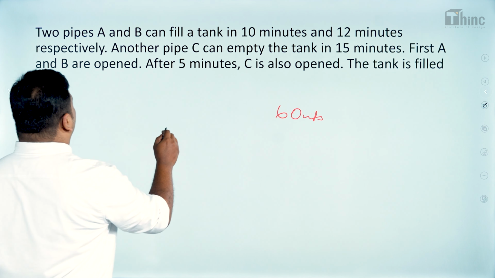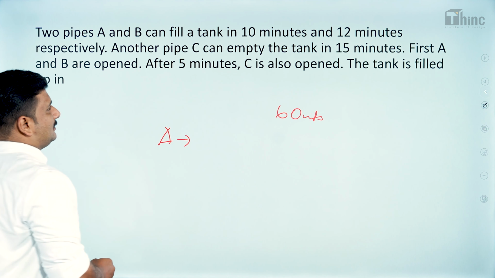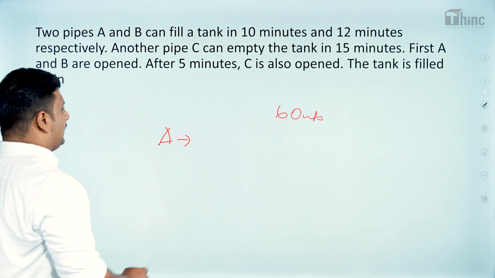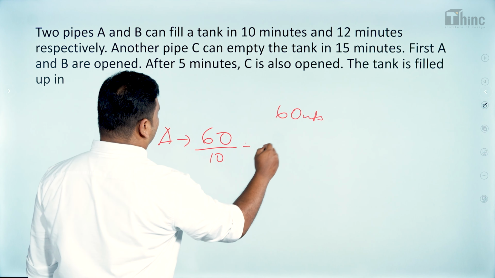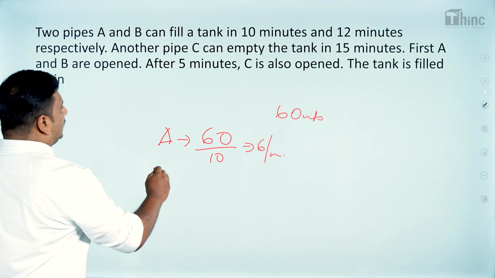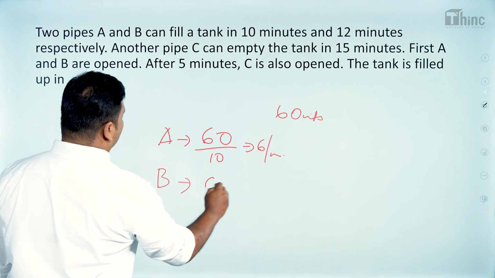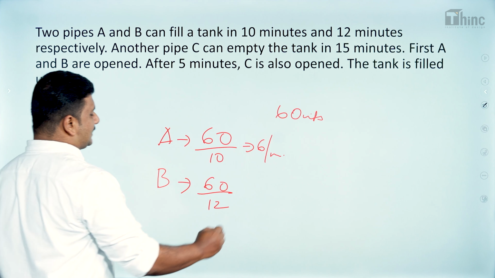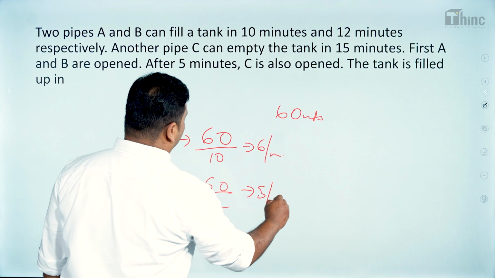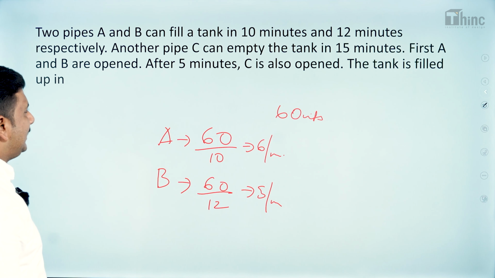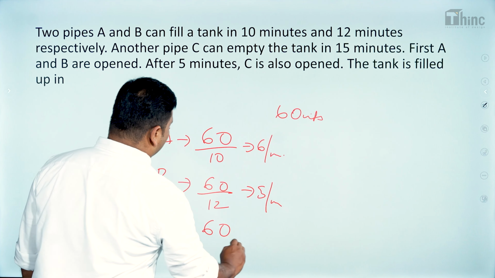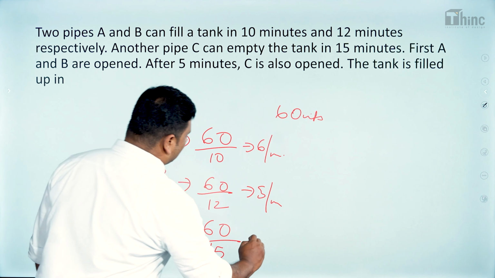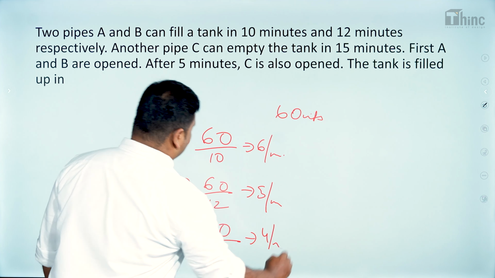Now, A can fill 60 units in 10 minutes, right? So if A can fill 60 units in 10 minutes, A can fill 6 units per minute. Now B can fill 60 units in 12 minutes. So B can fill 60 by 12, 5 units per minute. And C can empty the entire 60 units in 15 minutes. So C can empty 60 by 15, 4 units per minute.